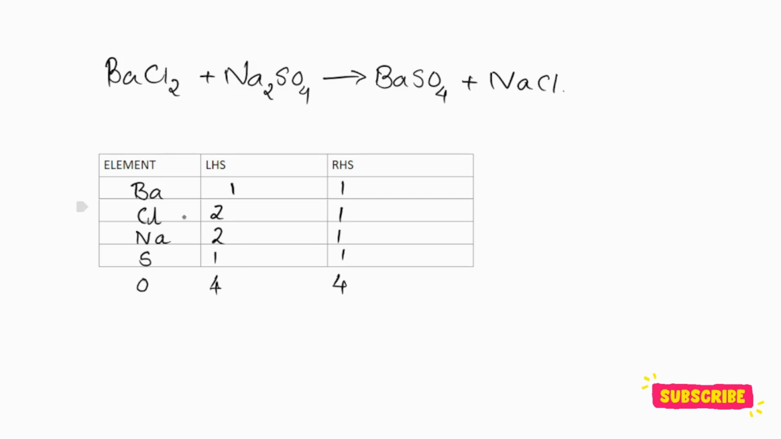So now you see that chlorine is 2 on left hand side and right hand side it's 1. So I need to multiply this by 2. So I will put here 2. The moment I put 2, this 2 applies for both, so sodium also becomes 2. Now on the left hand side and right hand side, each element is balanced. So we can now say that the equation is a balanced chemical equation.